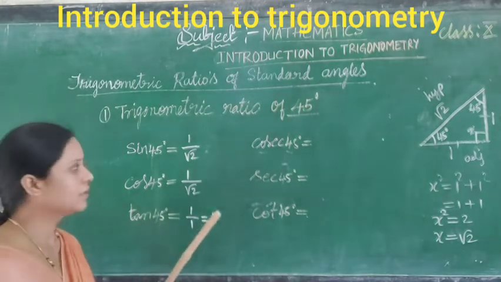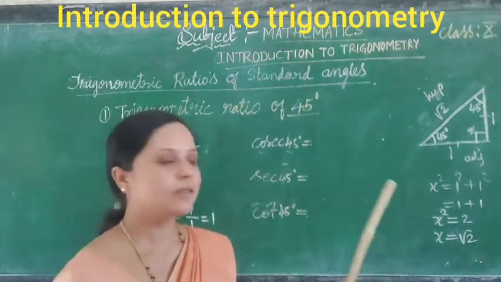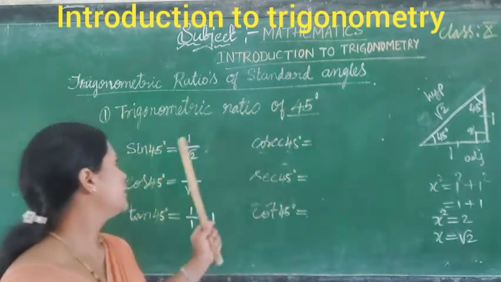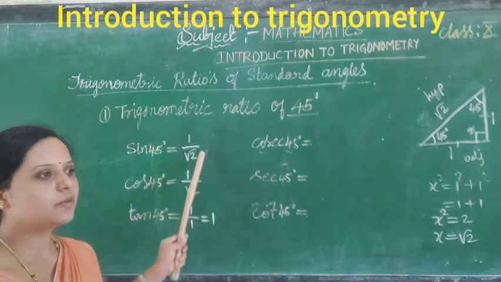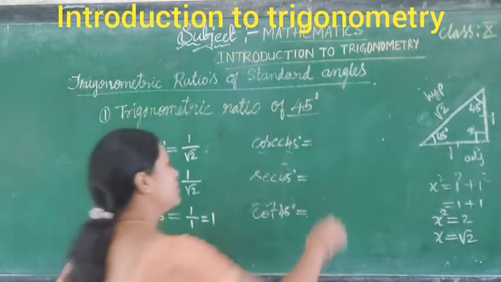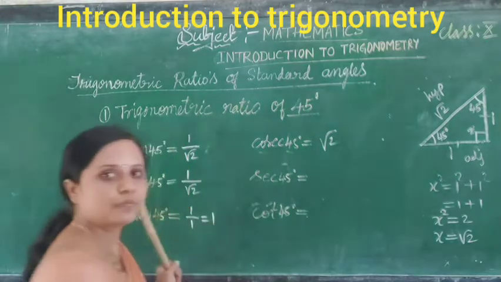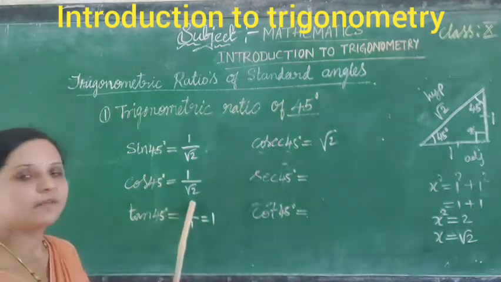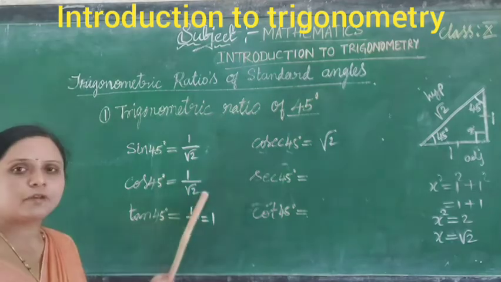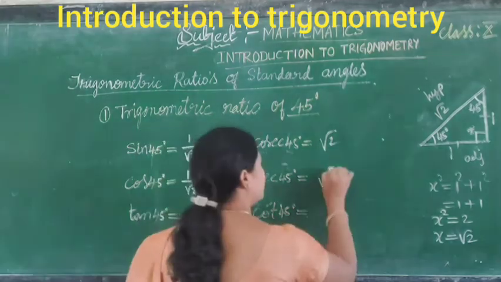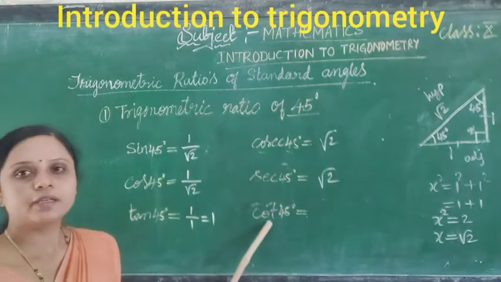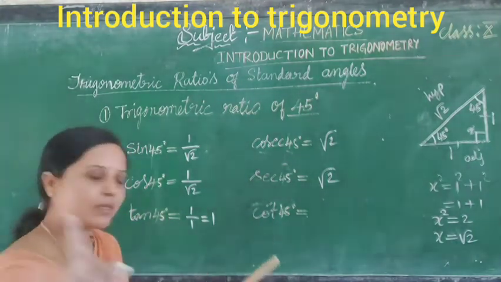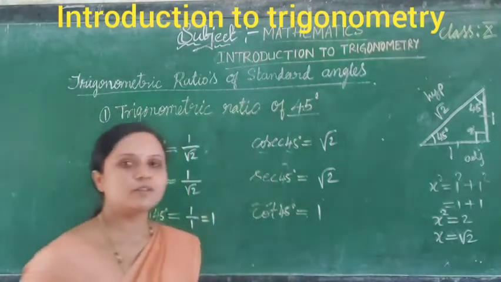1. So now you can write easily the cosec 45 degree. What is cosec 45 degree? Reciprocal of sin 45 degree. What is reciprocal of 1 by root 2? Yes. Root 2. Sec 45 degrees, reciprocal of cos 45 degrees. Reciprocal of 1 by root 2 is what? Root 2. Similarly, cot 45 degrees, the reciprocal of tan 45. Reciprocal of 1 is 1. That's why cot 45 degree is also 1.